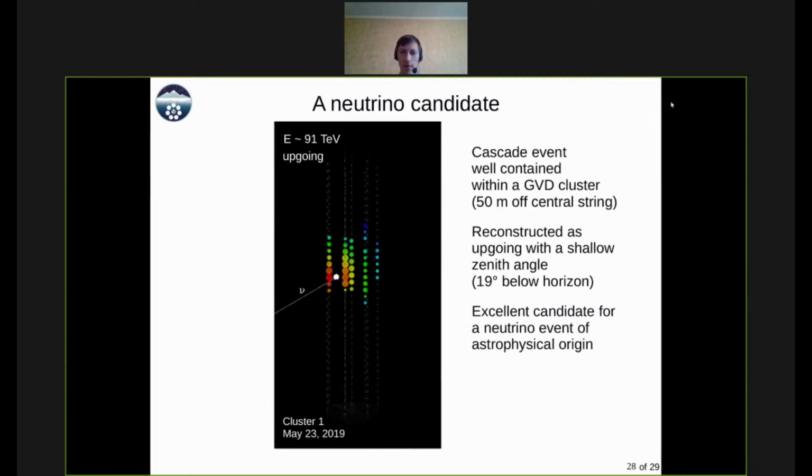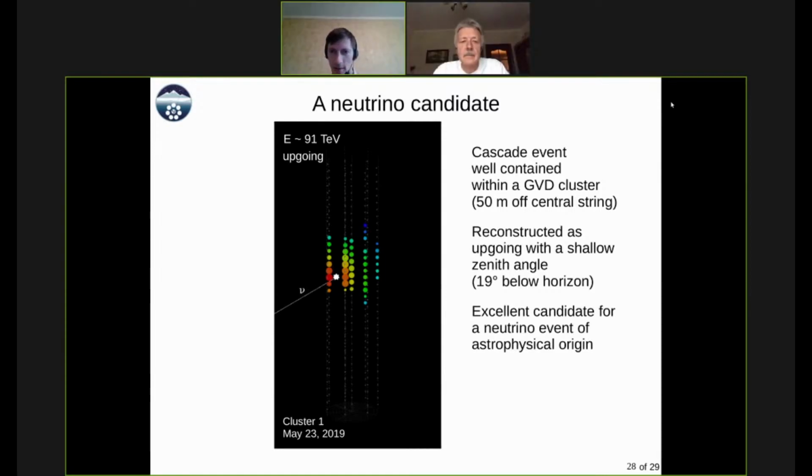So here is an example of the event display of this event, which is so far our best candidate for an astrophysical neutrino. It has a 91 TeV energy, placing it in the energy range dominated by astrophysical neutrinos. The interaction happened inside the GVD cluster, which makes the reconstruction highly reliable and excludes the atmospheric muon origin or any other background origin. The zenith angle is about 19 degrees from below the horizon, which is also a perfectly good angle for an astrophysical neutrino of this energy. So this is likely an astrophysical neutrino from the diffuse flux.